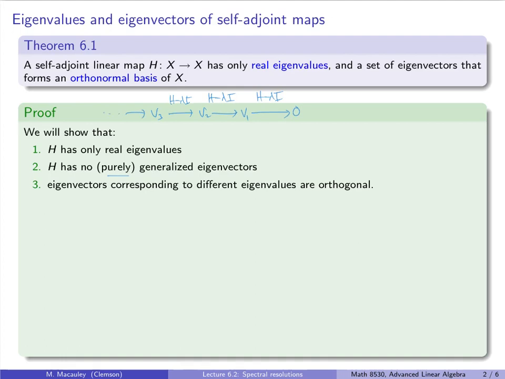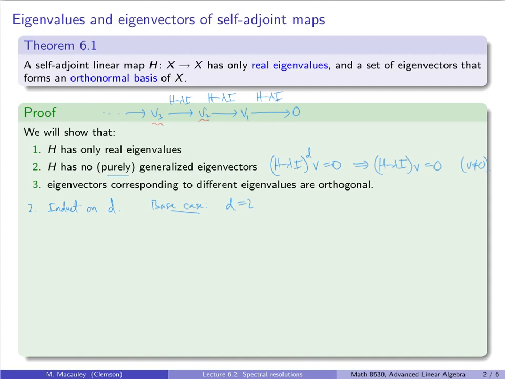So to show that there are no purely generalized eigenvectors, in other words, nothing out here, we have to show that if H minus lambda I to the D, some power D, times V equals 0 for a non-zero vector V, then H minus lambda I to the first times V equals 0 for some non-zero V. Okay, so we will do this by induction. We will induct on D, and the base case is when D equals 2.